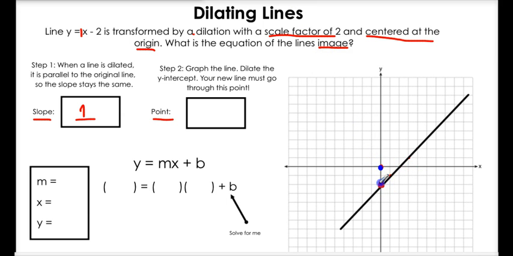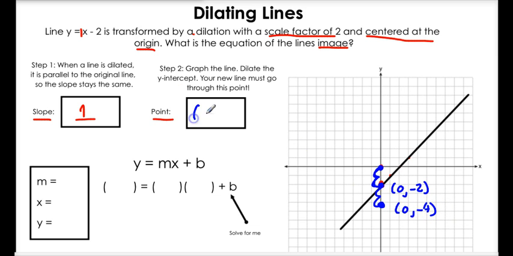We're going to dilate the y-intercept, which is right here. It's at point (0, -2), by scale factor 2 centered at the origin. So let's dilate it. To get from the center of dilation to the y-intercept is 2. We have a scale factor of 2, so let's just do that 2 times. 1, 2. And that's my new y-intercept, (0, -4).